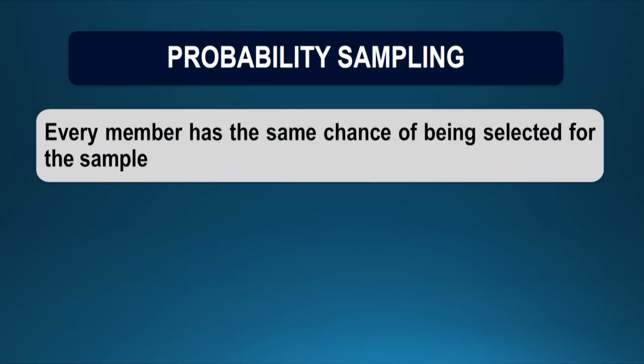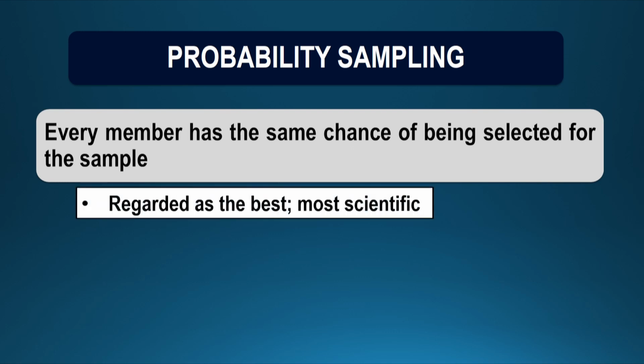So in sampling design, there are two different techniques: probability and non-probability sampling. If the researcher wishes to make generalizations about a population and seeks representativeness of a wider population, in that case probability sampling techniques are used by the researcher. In probability sampling, every member has the same chance of being selected for the sample, and it is regarded as the best and most scientific sampling technique. As compared to non-probability sampling, probability sampling has fewer chances of bias.